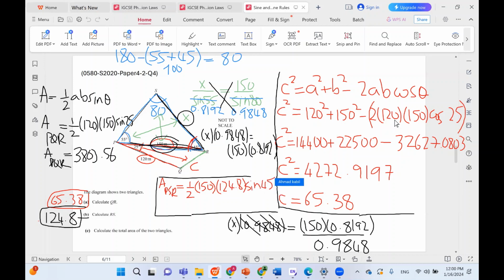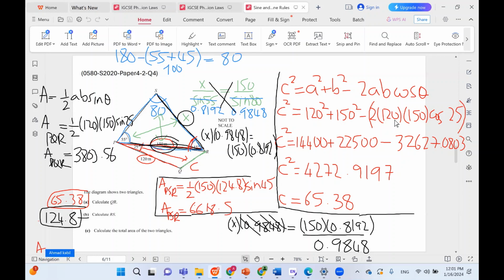And we type this into the calculator. So half multiplied by 150 multiplied by 124.8 multiplied by sine 45. Your answer is 6,618. So the area for PSR would be 6,618.5, just for accuracy.